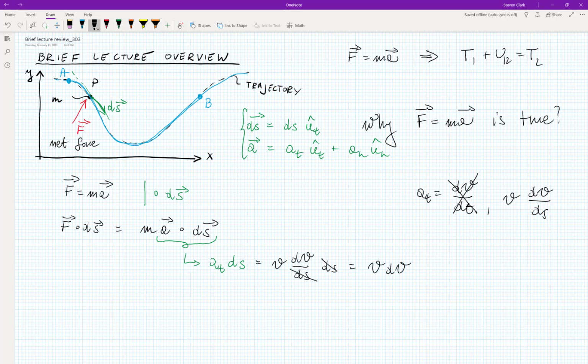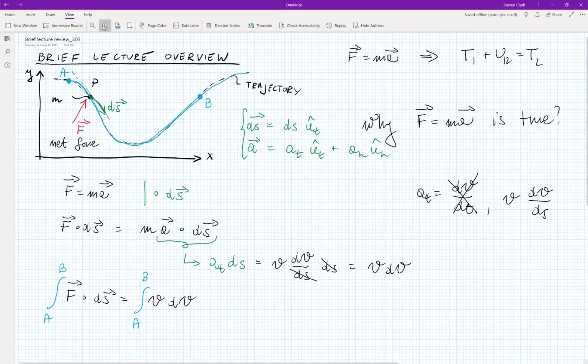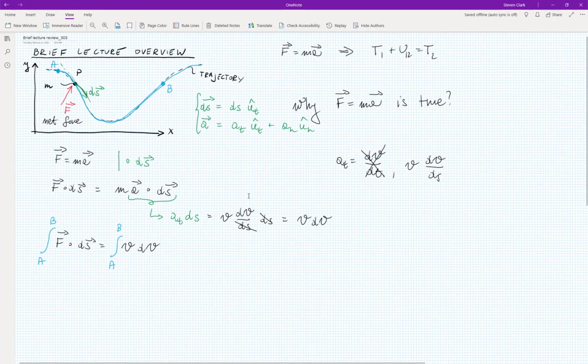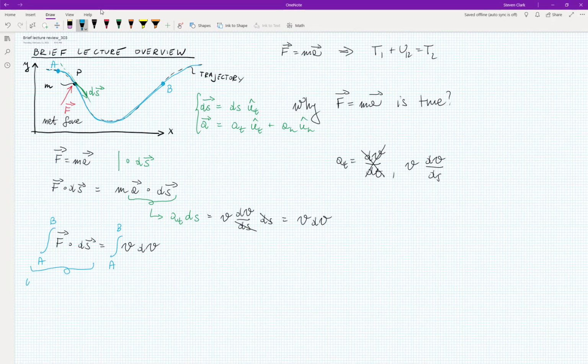I hope you guys can see it. Okay, so now we have F times ds, and this is equal to v dv. And I want to integrate from point A to point B, from beginning to the end. So the expression on the left-hand side, this is the definition for work. So this is work of force F.